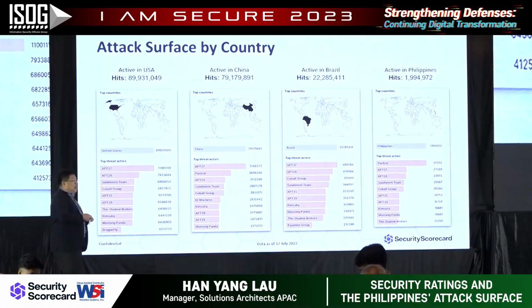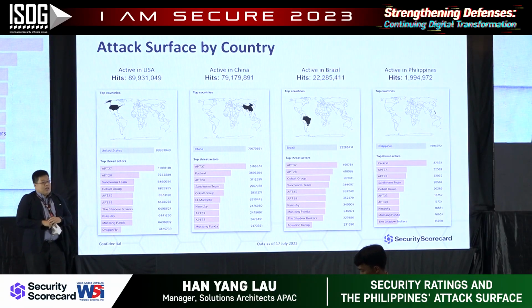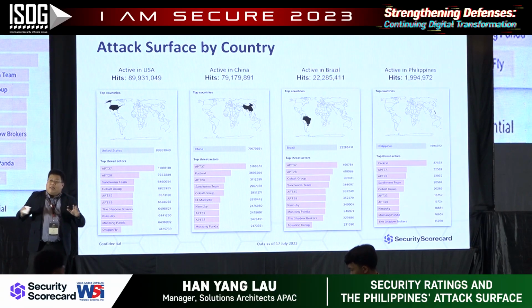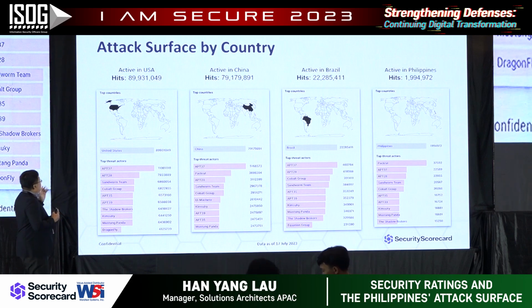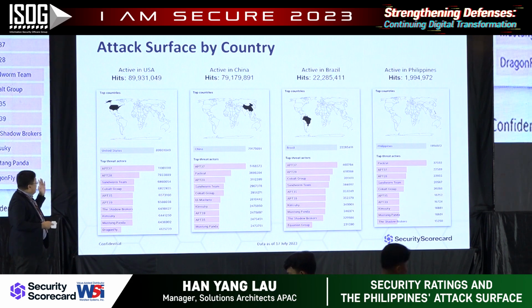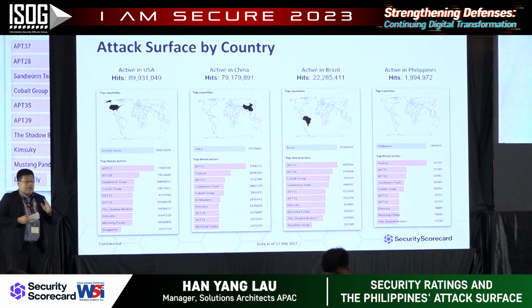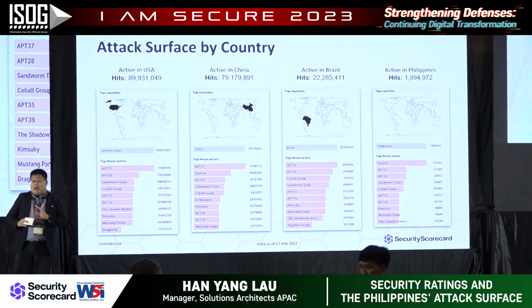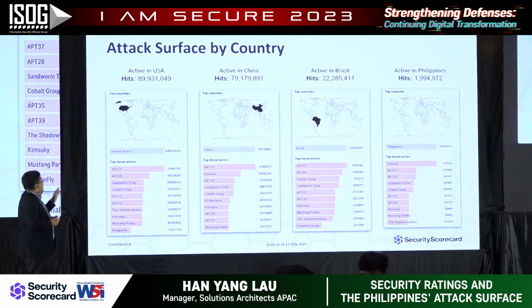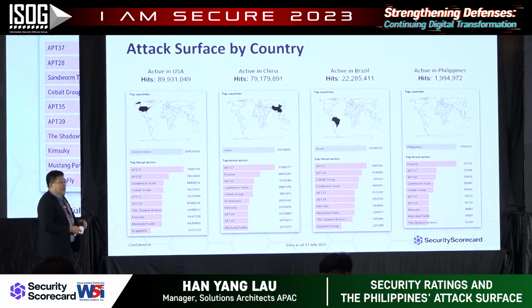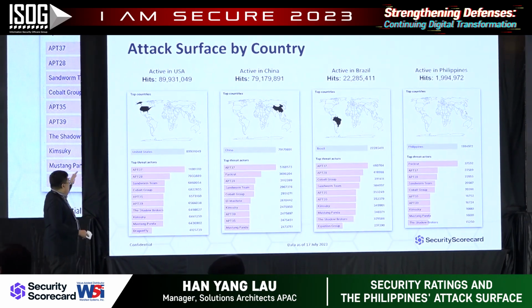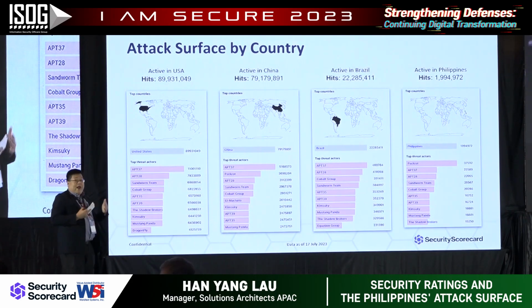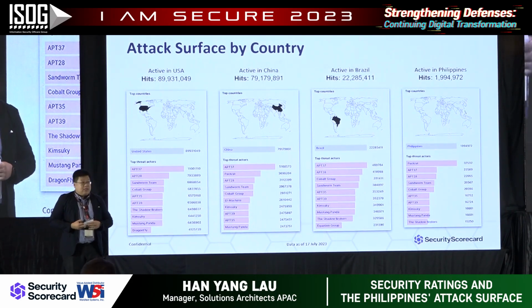So one of the interesting things that we see is, when we scan the internet and look at the US, we see about 89 million IP addresses. These are IP addresses with issues, right? So all the results here are IP addresses with issues. In the US itself, you see 89 million IP addresses with issues. You can see correspondingly some of the threat actors associated with those IP addresses.